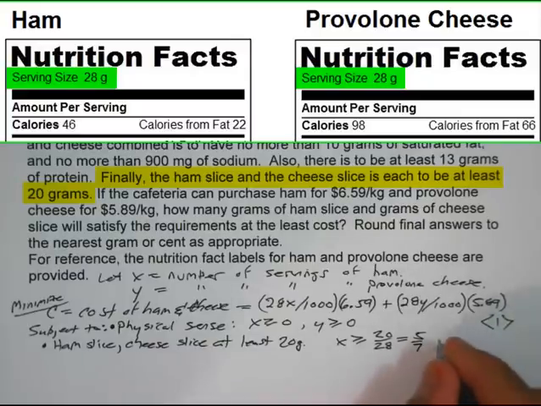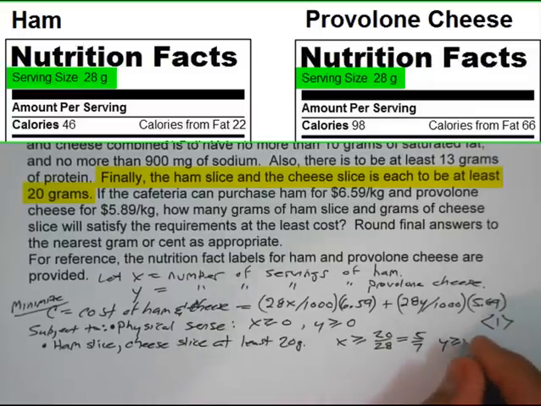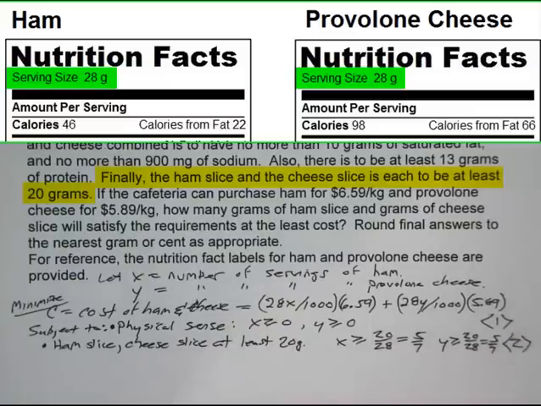Similarly, the y greater than or equal to, now the cheese slice also has 28 grams for its serving size, so here we get the same number here, and that's 5/7. Okay, inequality type 2.